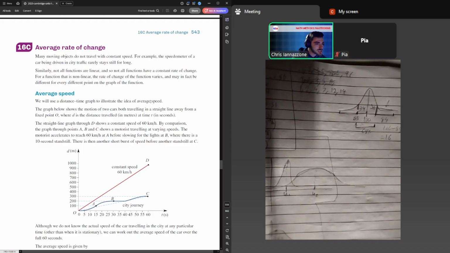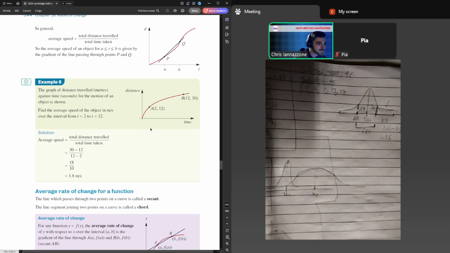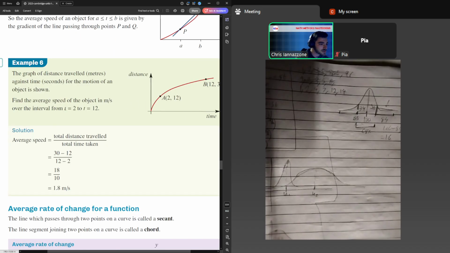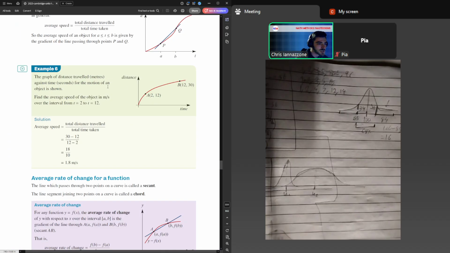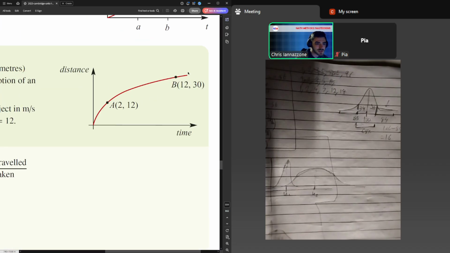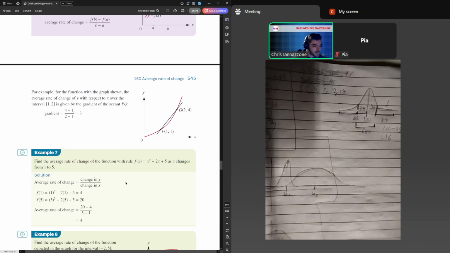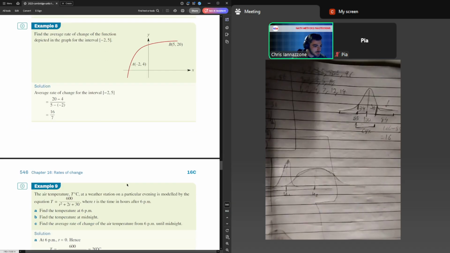Average rate of change is also the same thing as what we just did there, except the graphs that you have might be a bit more complicated, but you're still just taking 2 points on a graph. You're doing the slope between them. So for instance, if you wanted to find the average rate of change, or average speed rather, from t equals 2 to t equals 12, you first need to figure out what the y values are at that point, draw a straight line connecting them, and then the slope of that line is the speed because it's a distance time graph. Same thing over here, same thing over here.